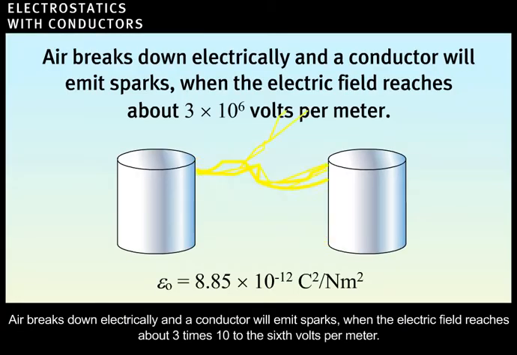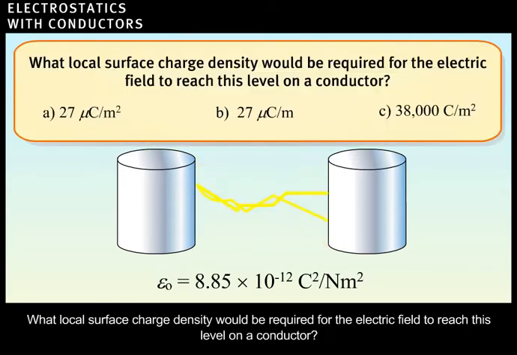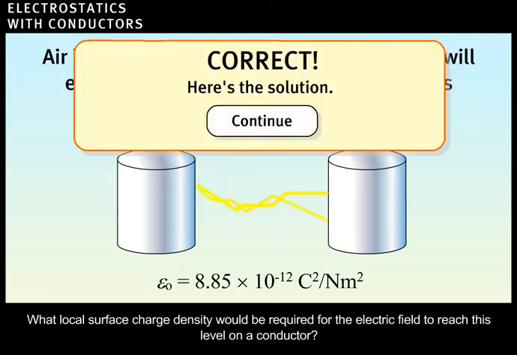Air breaks down electrically, and a conductor will emit sparks when the electric field reaches about 3 times 10 to the 6th volts per meter. What local surface charge density would be required for the electric field to reach this level on a conductor? Correct. Here's the solution.